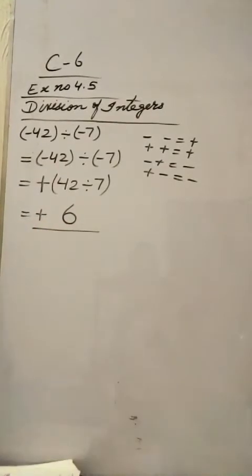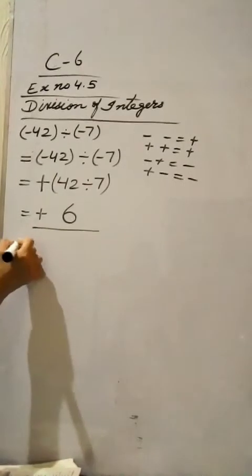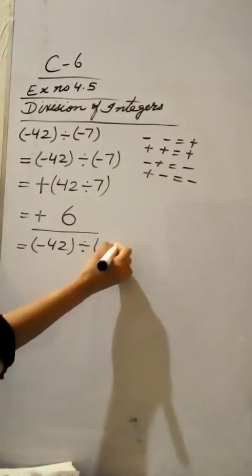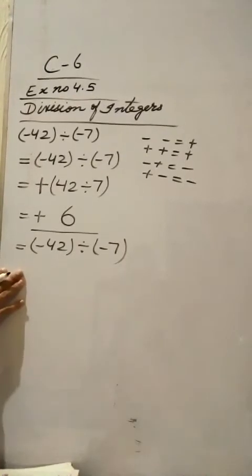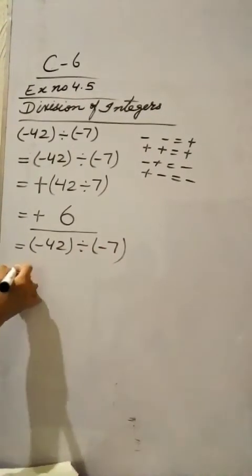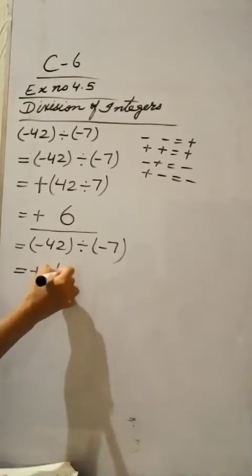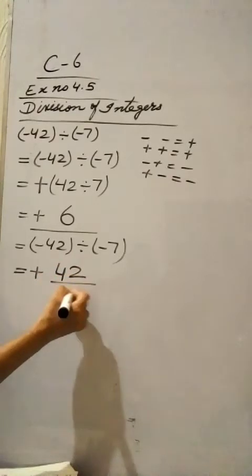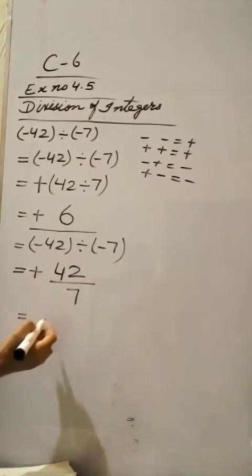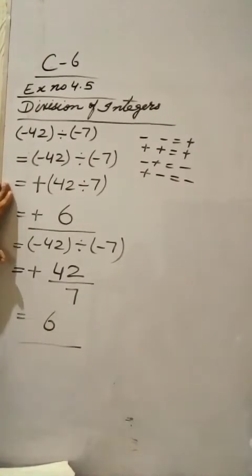Draw the ending line. I am solving this question the same as it is, but see the difference. Write your question again. Minus 7. Same question. Write your question again and now solve the sign. Minus minus plus. And you can write in the fractional form. 42 divided by 7, 6. Draw the ending line. So there is no hard and fast rule.